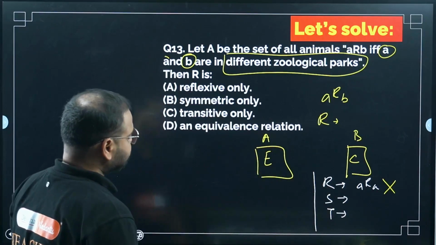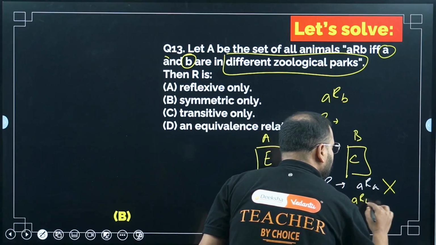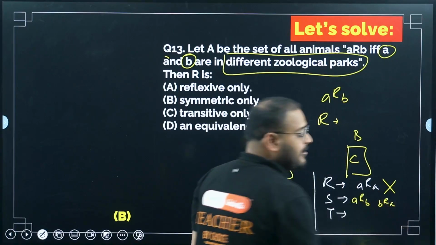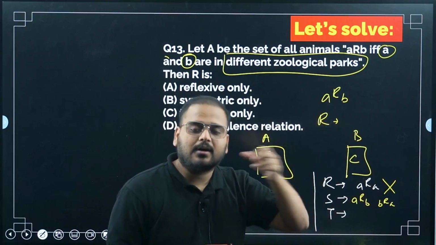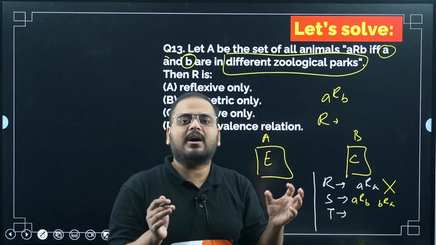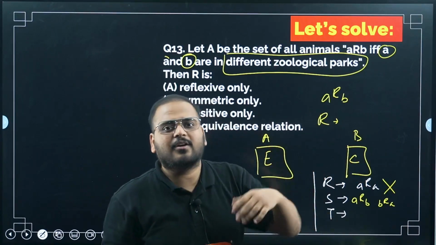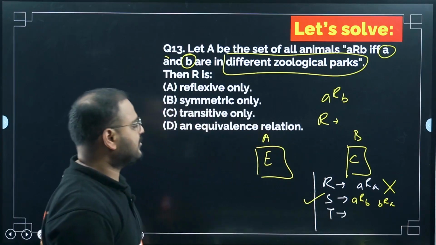What about symmetric? Symmetric will be like this: ARB and BRA. If A is here and B is in a different zoological park, then obviously B is in a different zoological park from A. So if A and B are in different zoological parks, then B and A are also in different zoological parks. So symmetric is there. Symmetric, yes, sir.